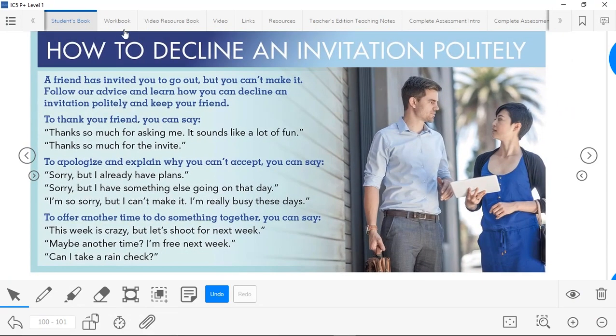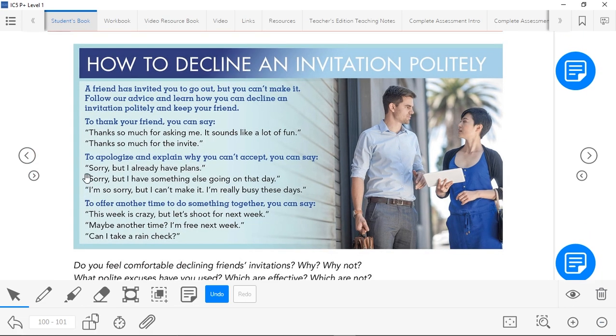in English. How to decline an invitation politely. If you know, decline is when you don't accept. It's like refusing, okay? Someone invites you to something and you say no in a polite way, so the person doesn't feel bad. Let's see this story. A friend has invited you to go out, but you can't make it. Follow our advice and learn how you can decline an invitation politely and keep your friend. Because yes, you can lose friendships over these kinds of things.